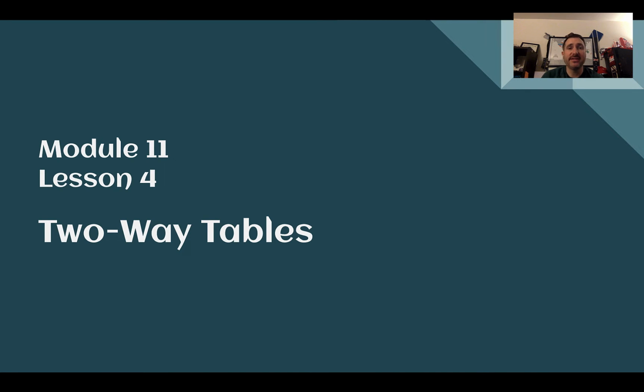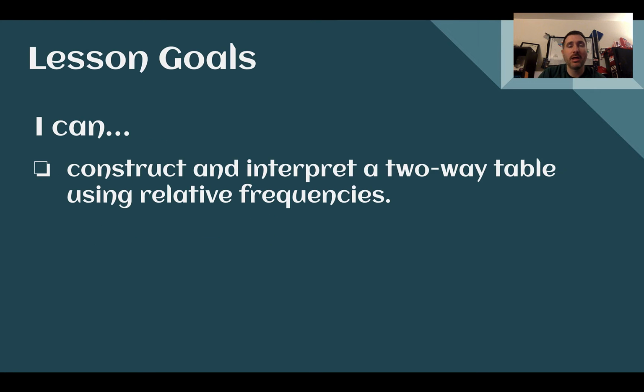Hey there, Mr. Weaver here, and this is 8th grade Module 11, Lesson 4, Two-Way Tables. After this lesson, you need to be able to construct and interpret a two-way table using relative frequencies.